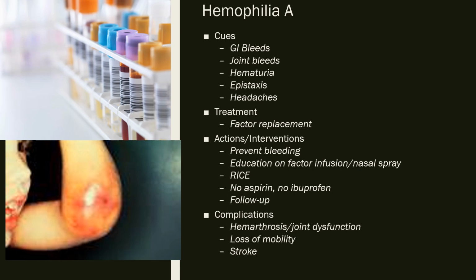So our actions or interventions as the nurse is to prevent bleeding, to give education on how to do factor infusions at home. So this is going to be about line care in the home setting. Not every kid has to have factor infusions at home though. Some of them, their bleeding episodes are so infrequent that they can just come into the hospital and have it. Those kids can also be managed using a desmopressin nasal spray, which is nice.